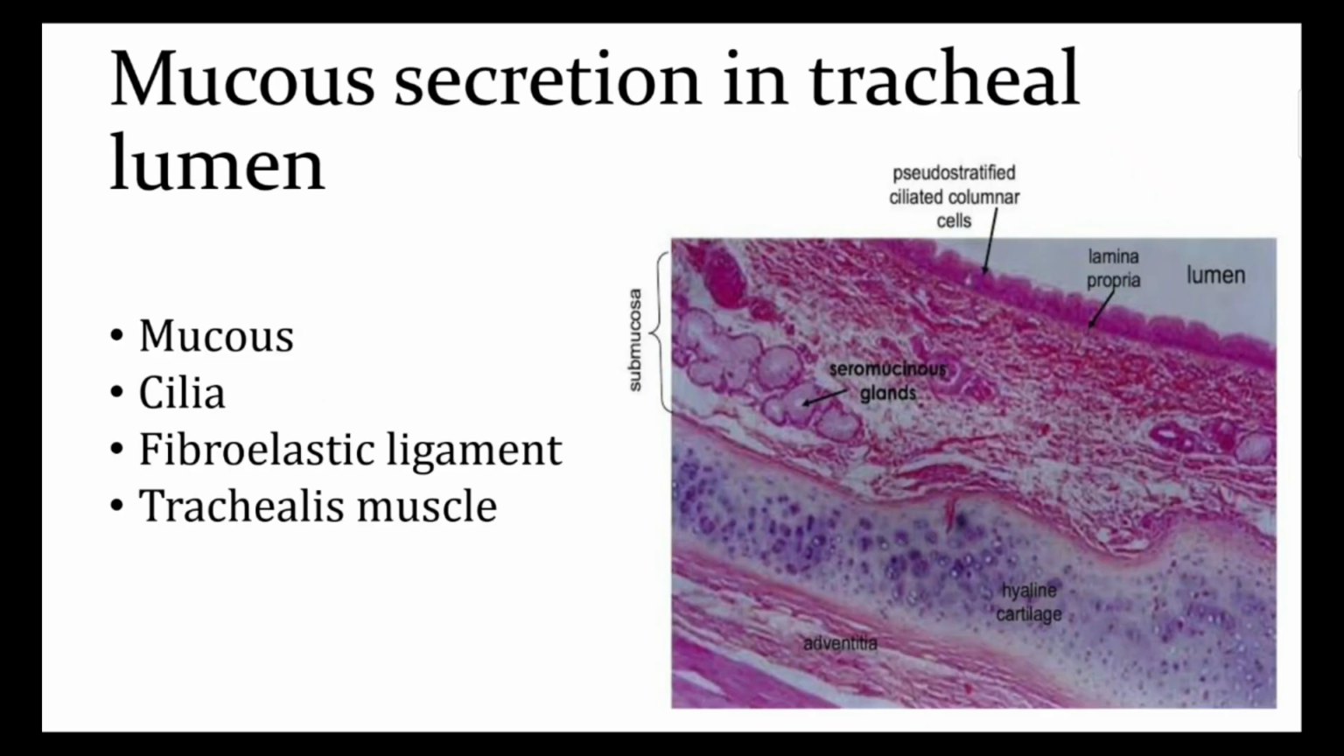Next is the importance of mucus secretion in the tracheal lumen. Mucus secretion helps to trap the inhaled foreign bodies, and solid mucus is then expelled during coughing. The cilia of the lining epithelium of the mucous membrane also beat upward, pushing the mucus upward. The fibroelastic ligament prevents overdistension of the tracheal lumen, while the trachealis muscle reduces the diameter during contraction during coughing, that involves increased velocity of expired air required for cleaning the air passage.